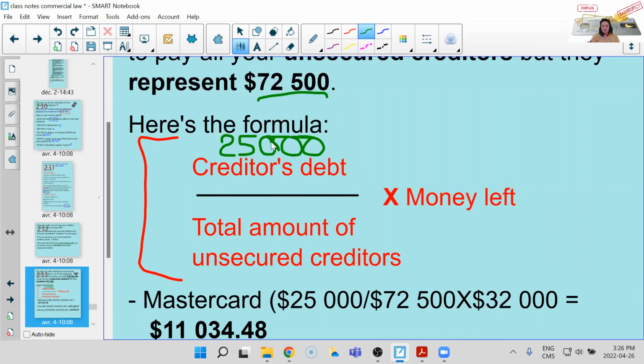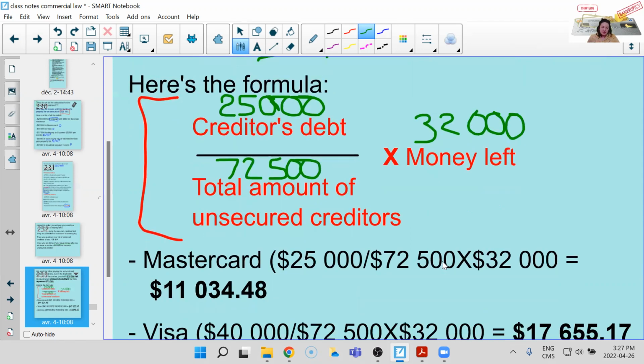Oops, there's a zero right here. The total amount for the pool of the unsecured creditors is 72,500. And how much money left do I have? In my pocket, I have 32,000. So when I calculate this for MasterCard, 25,000 divided by 72,500 times $32,000, or the other way around. You can multiply 25,000 by 32,000 and then divide it by 72,500. It will give you exactly $11,034.48.